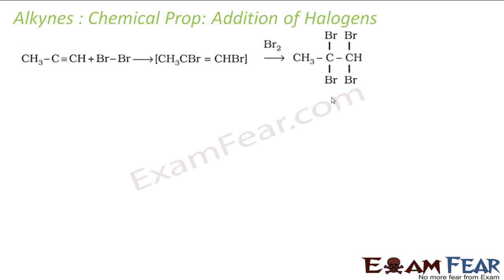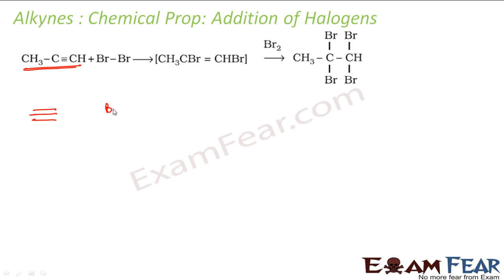We'll talk now about addition of halogens. This is called halogenation. So this is my propyne. I'm adding bromine to it, I'm getting this compound. Again, adding more bromine, I'm getting this compound. So we can see the reaction mechanism of these. We have seen almost similar to this.